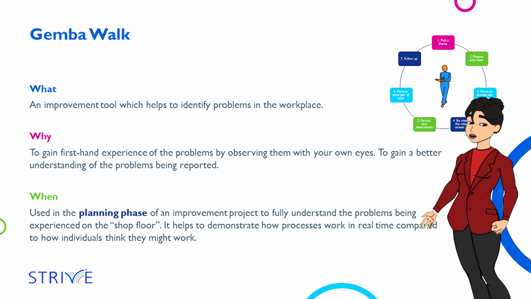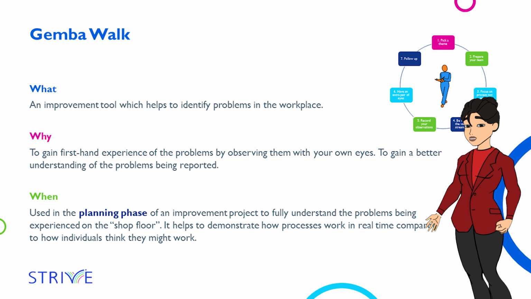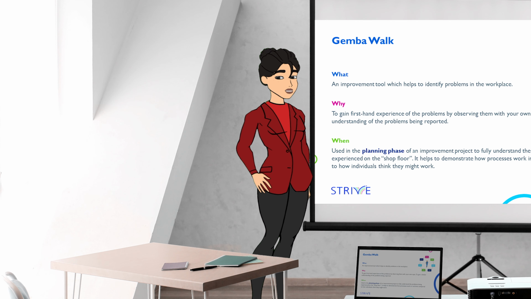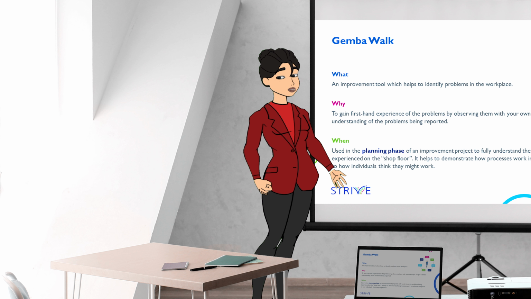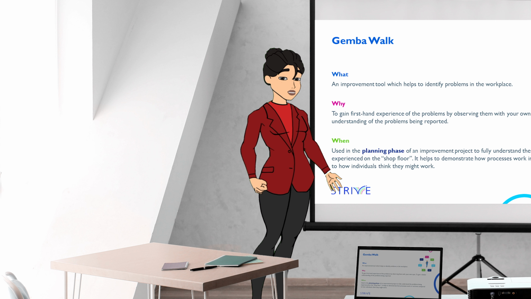A Gemba walk is usually completed during the planning phase of an improvement project to see how processes work in real time, understand how work is completed currently, and identify any barriers or problems encountered that might require improving.